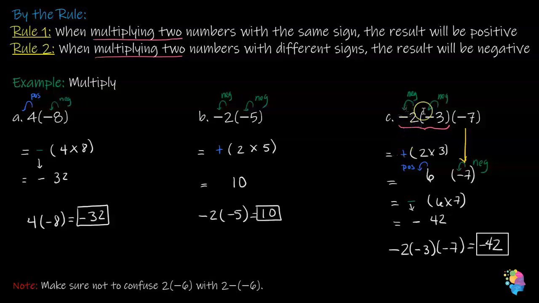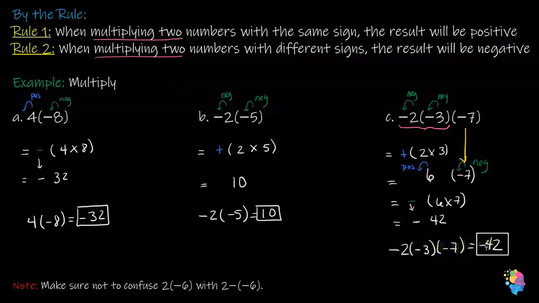A shortcut for this type of multiplication is the following. You can still multiply all 3 numbers at once. So 2 times 3 is 6, times 7 is 42. But remember, we need 2 of the same sign to be positive. That means that while these 2 signs become positive, we will have a remaining negative, which is why our result is negative.